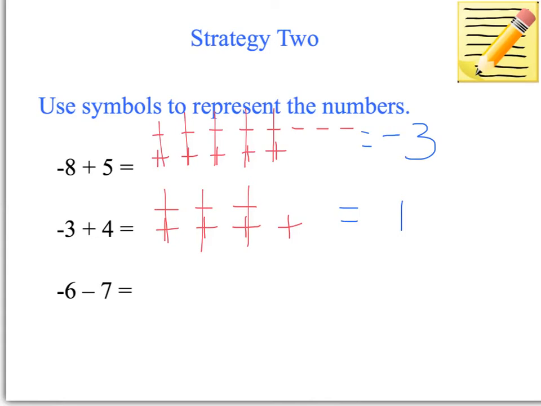Okay, the last one. -6, take away 7. So -6, 1, 2, 3, 4, 5, 6. And then we're going to do 7 negative signs as well because we're taking them away. So 1, 2, 3, 4, 5, 6, 7. Now we don't cancel anything out because they're all negative signs. So we actually have to add them all up. 1, 2, 3, 4, 5, 6, 7, 8, 9, 10, 11, 12, 13. So they're all negative signs. So -6 minus 7 equals -13.